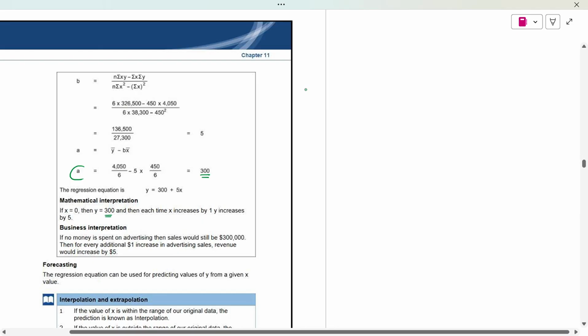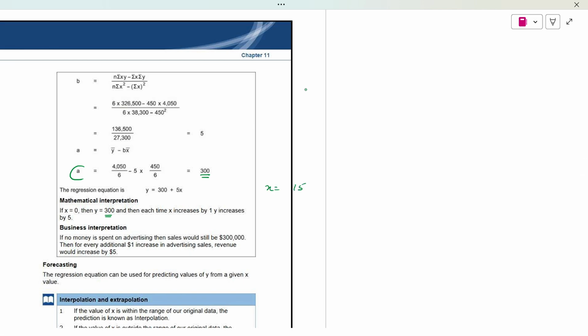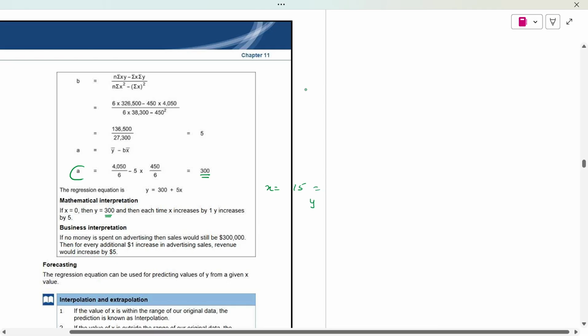Automatically, the total cost will be only the fixed cost plus 0. Then each time X increases by 1, Y increases by 5. Assume that X is going to be 10. What will happen? Then Y equals 300 plus 5 times 15.